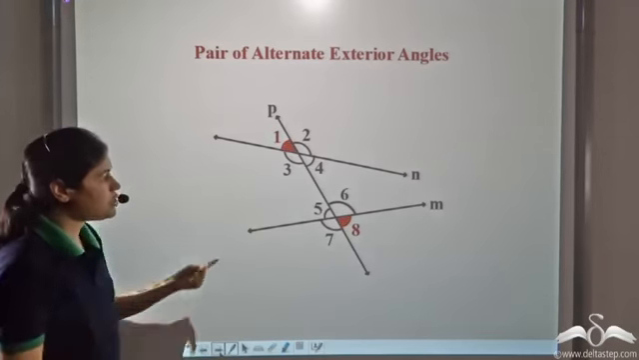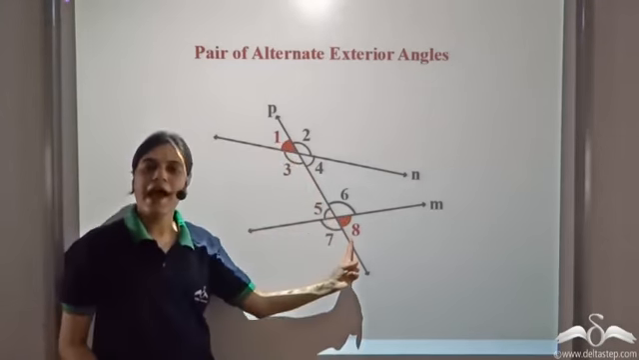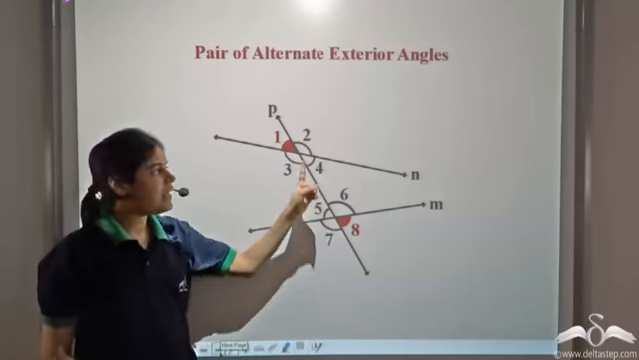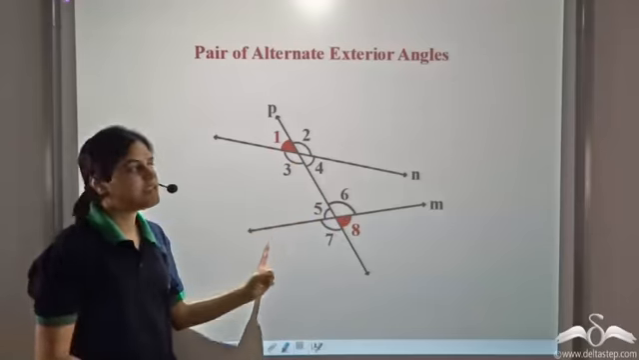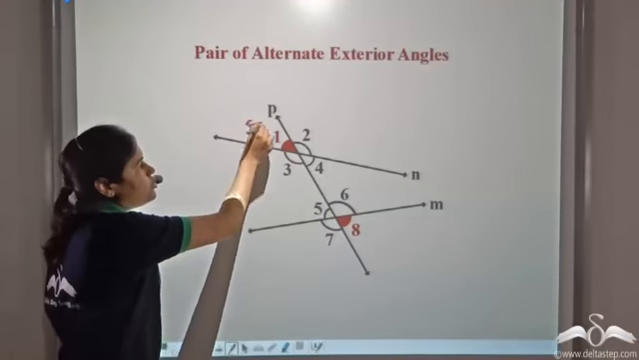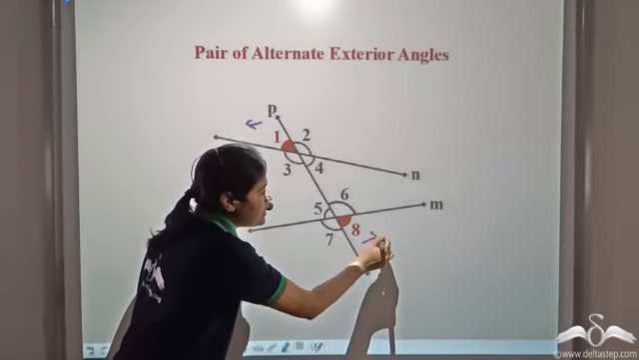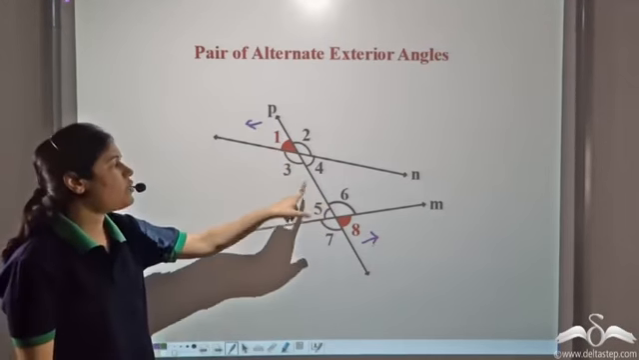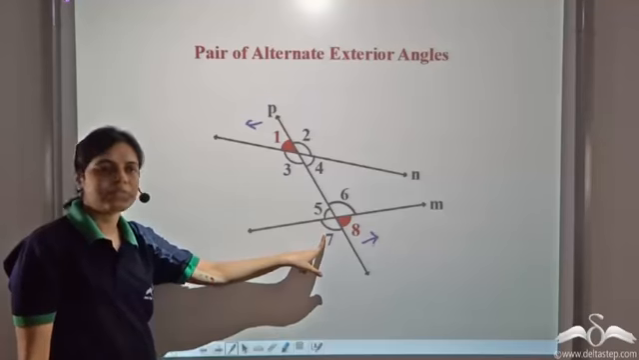So if you look at these two angles, angle 1 and angle 8, they are the exterior angles. They lie on the opposite sides of the transversal. 1 lies to the left and 8 lies to the right of the transversal. So they are called a pair of alternate exterior angles.